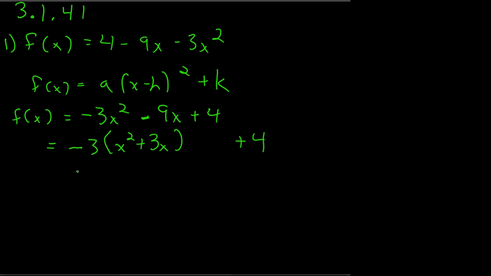Now let's convince ourselves this works. If I multiply this negative 3 back through the parentheses, I get negative 3x squared minus 9x plus 4. I get my previous line. So the step I'm doing is justified. It's reversible. I can get to where I started from.